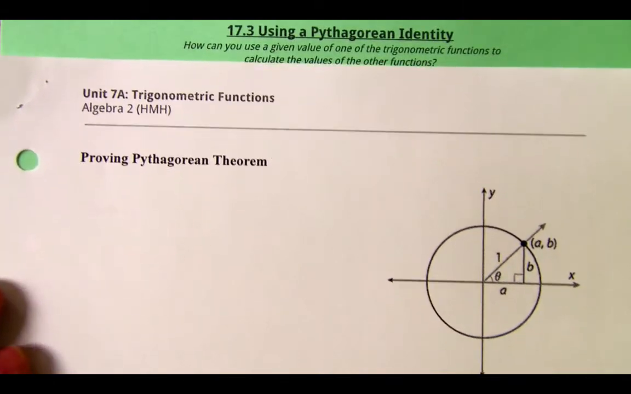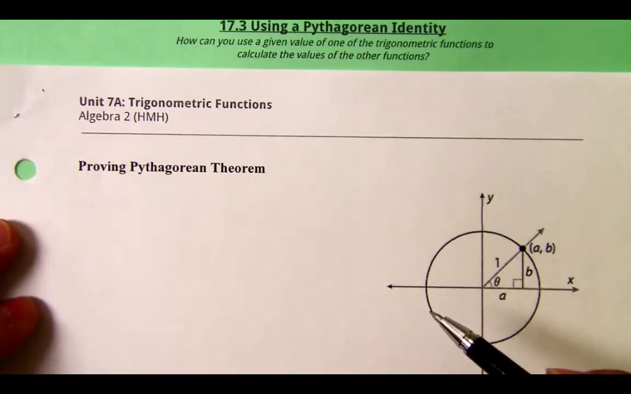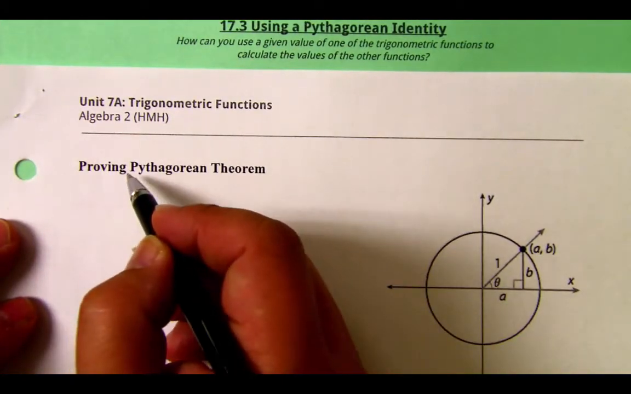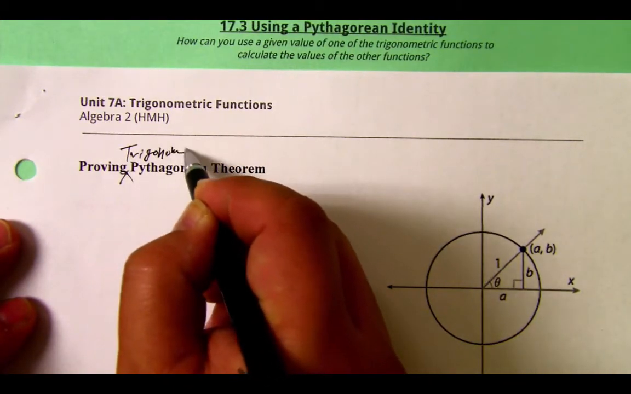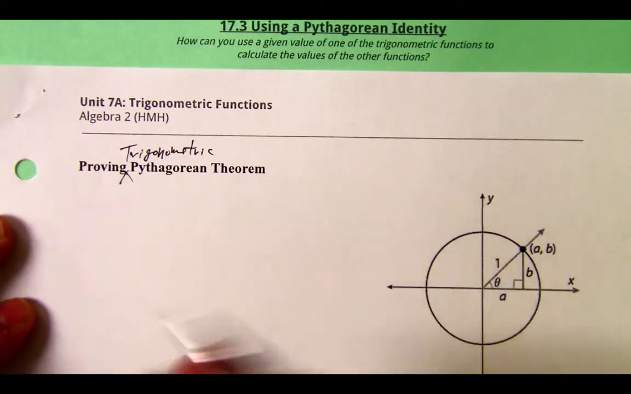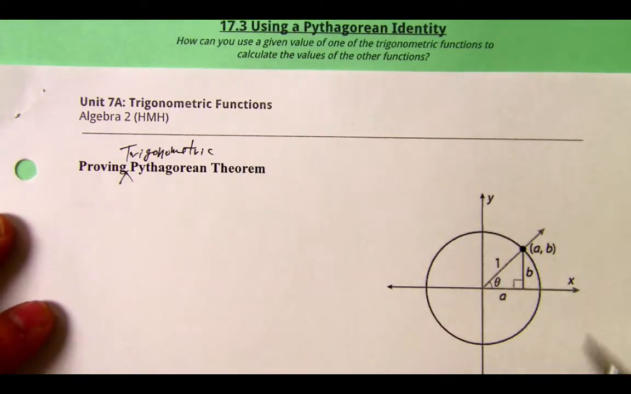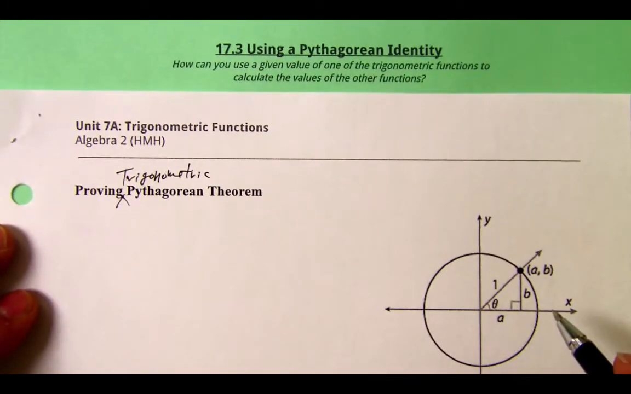Otherwise known as the Pythagorean Theorem. Actually, most books call this the Trigonometric Pythagorean Theorem or identity or property. Okay, so before I could do that, I probably should do a proof, right?